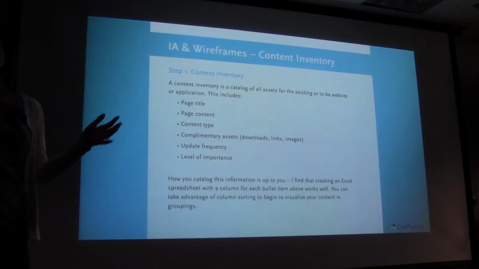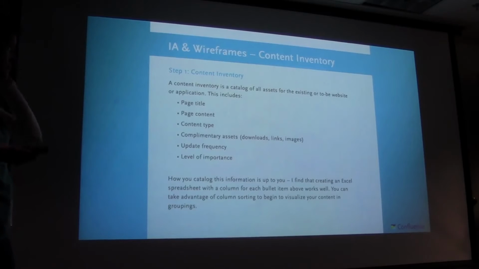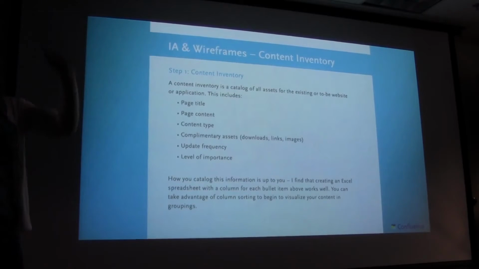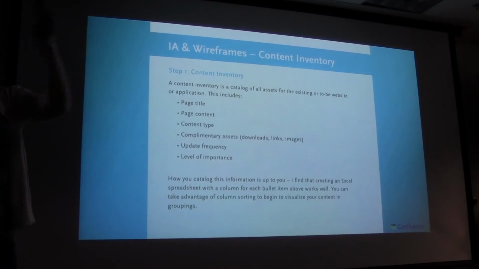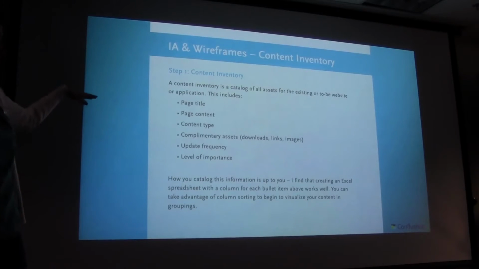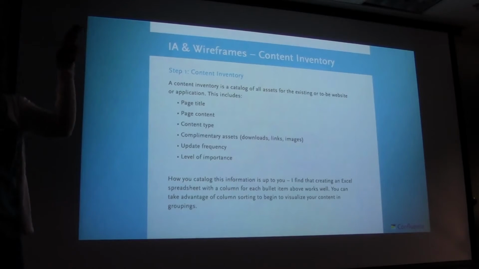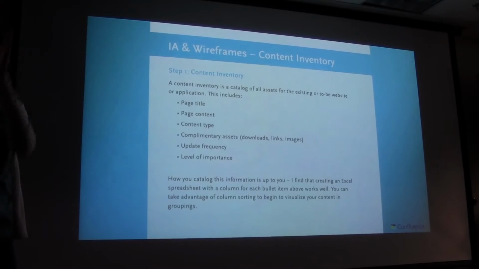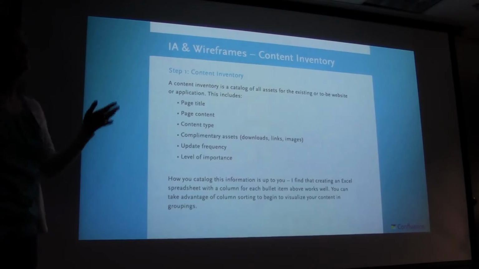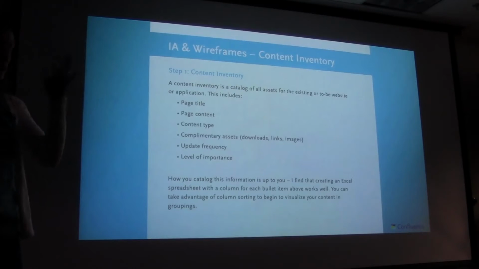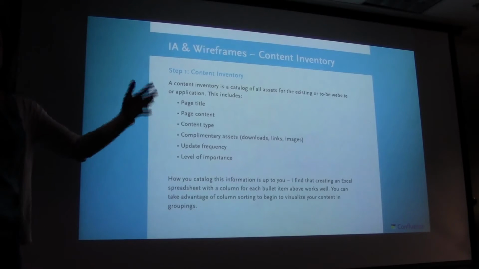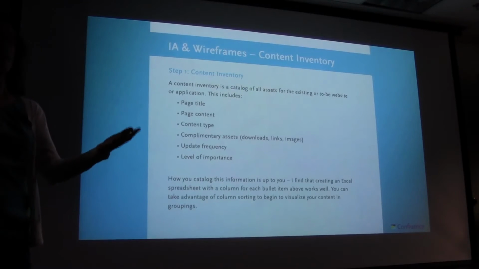How you catalog this information is up to you. I'm kind of an Excel nerd, and I think it's helpful to create an Excel spreadsheet with column headers for each of these important types of information. That helps me with sorting because then I can just click the top of the column to see like items. You can handwrite this, you can do it in any way you want, but it's important to get this overarching catalog of what you have and what you're going to say.